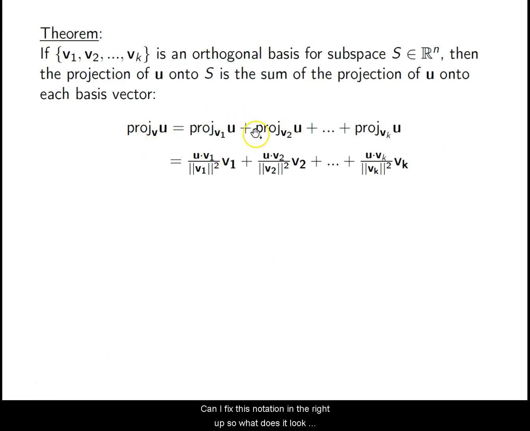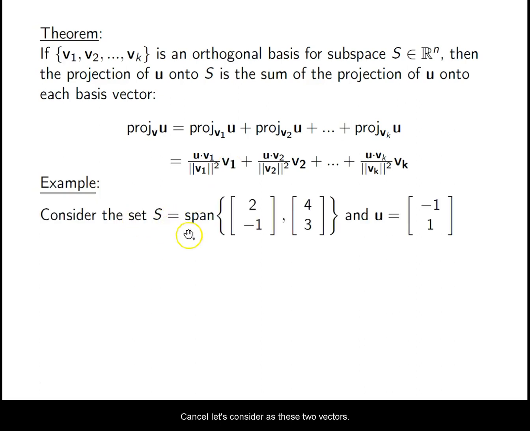So what does this look like? Well, that's going to be U dot product with V1 over the norm squared of V1 times the vector V1, plus the same thing with V2, with V3, with V4, all the way up until the last vector that forms that orthogonal basis for the subspace, okay? So let's go ahead and do an example.